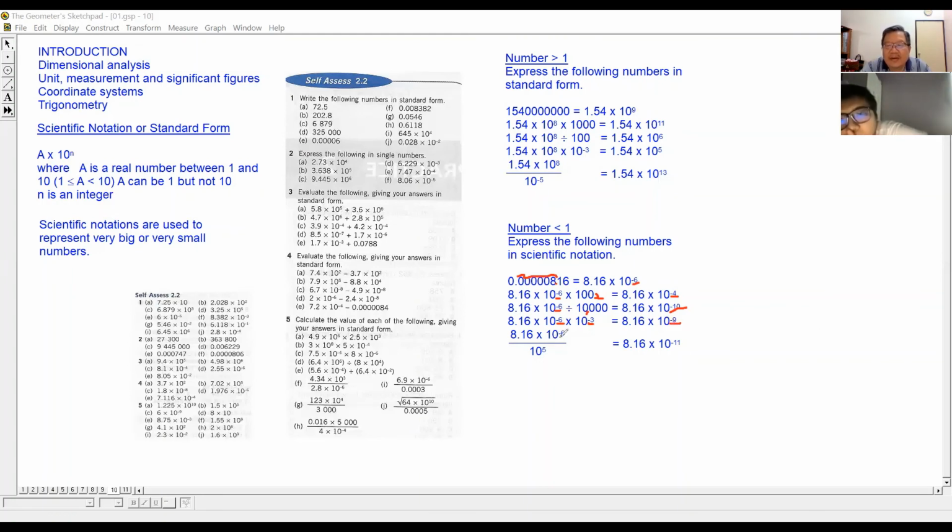Last one. We have 10 to the power negative 6 divide by 10 to the power positive 5. Divide means, what must I do with these two numbers? Minus. So negative 6 minus positive 5. So it is negative 11. Okay.